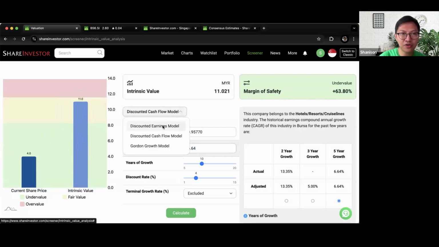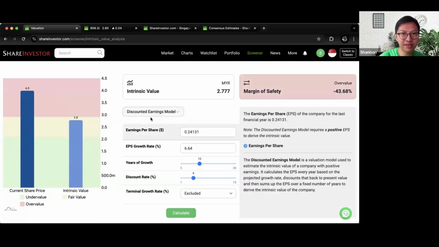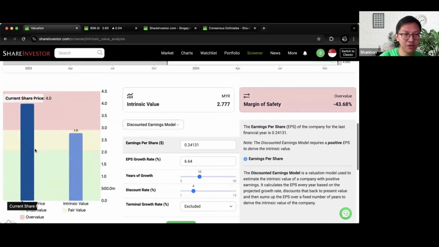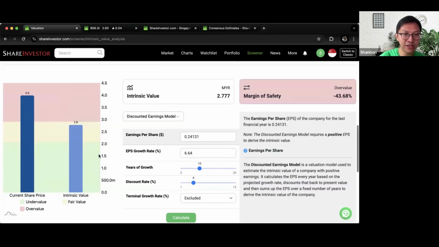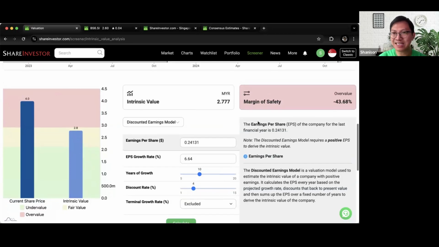But if you choose other models, right, the discounted earnings model over here, based on the things we change, the current share price is 4, but the intrinsic value, the fair value, is 280 over here. So right now it falls under this yellow bar. It's just about the fair value. But it can be overvalued or undervalued based on the results you calculate. So it gives you a quick glance at what kind of status the company is in right now.